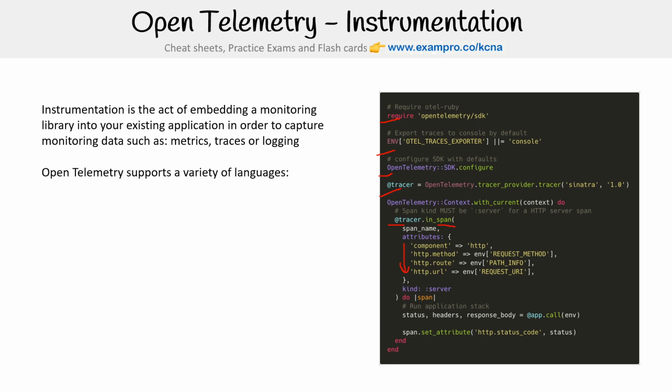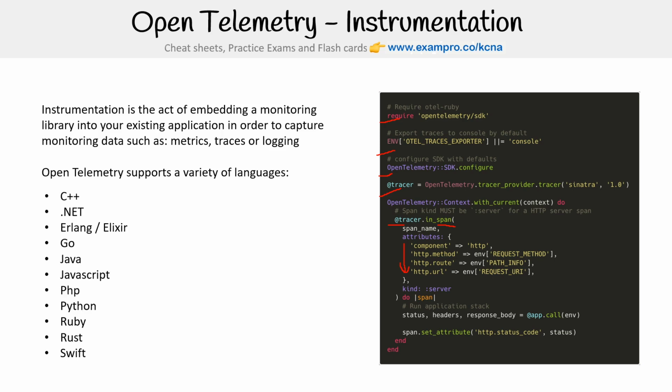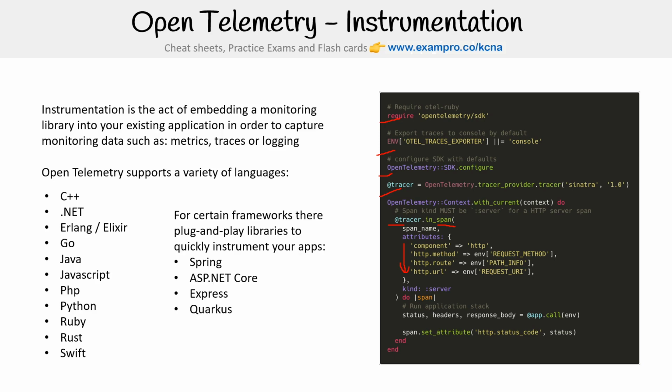And OTEL or OpenTelemetry supports a variety of languages. So basically all your favorite languages. And for certain frameworks, there are plug-and-play libraries to quickly instrument your apps. So if you're using Spring, ASP.NET, Express, Quarkus, I assume that they're just kind of built into the background. So you're not really doing instrumentation. You just say turn it on, and it just happens. I'd love it for Ruby on Rails. Maybe there's a third party for it. I don't know. And let's just talk about the collector for a moment.